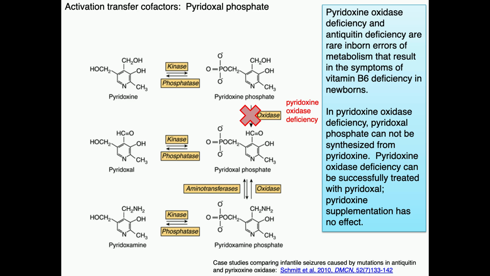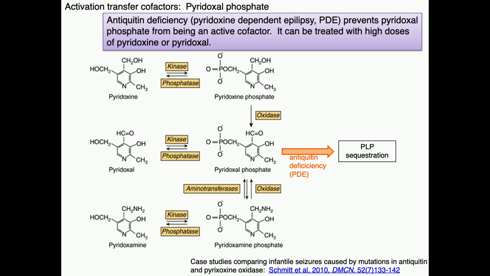There's another inborn error of metabolism that is associated with vitamin B6 deficiency. This is antiquitin deficiency, and this is a case where the lack of antiquitin makes this other compound called pipecolic acid, and that binds with the pyridoxal phosphate and makes it not available for the enzyme. So it's a different enzyme involved in a different product, a different pathway, but it locks up this product.